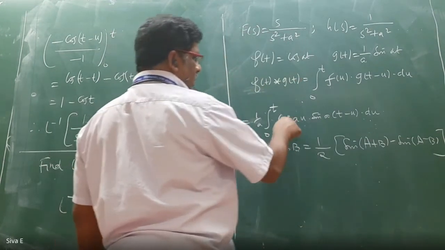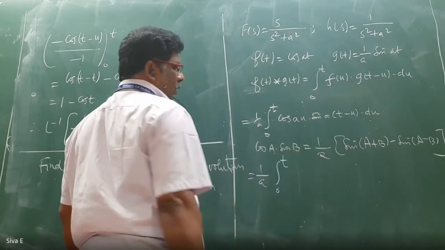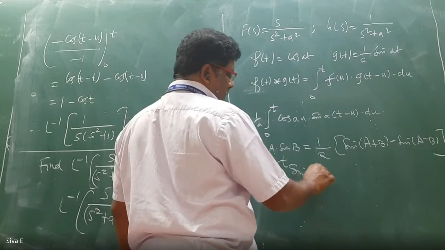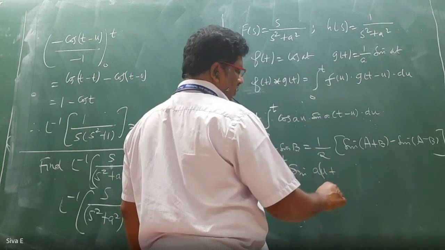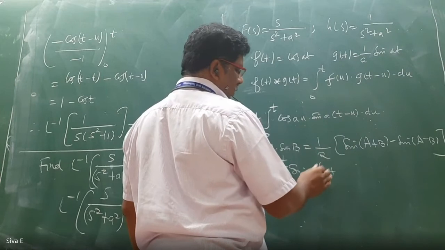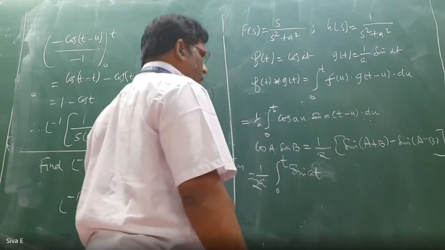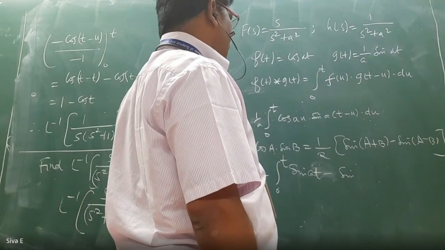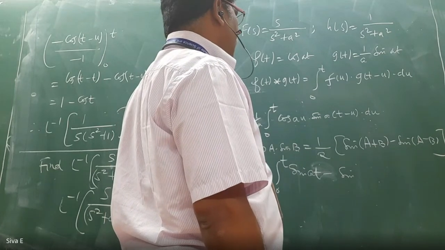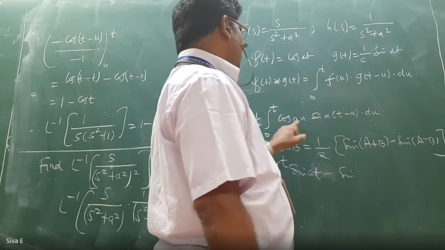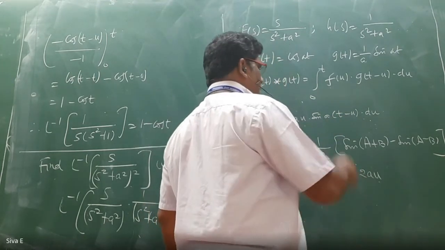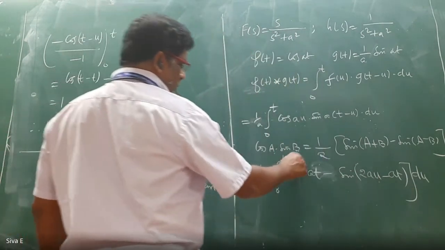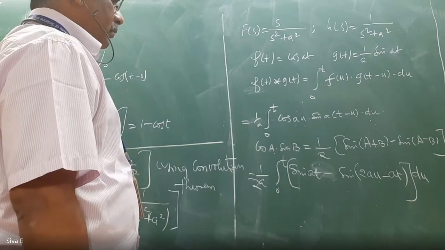So what do you get? Cos a u. So 1 by a integral over 0 to t, taking that 1 by 2 outside, sin a plus b, sin a t, so u gets cancelled. So sin a t minus sin of a u minus a t minus a u. Minus means plus, au plus au is 2au, sin 2au minus at du. So 1 by 2a.